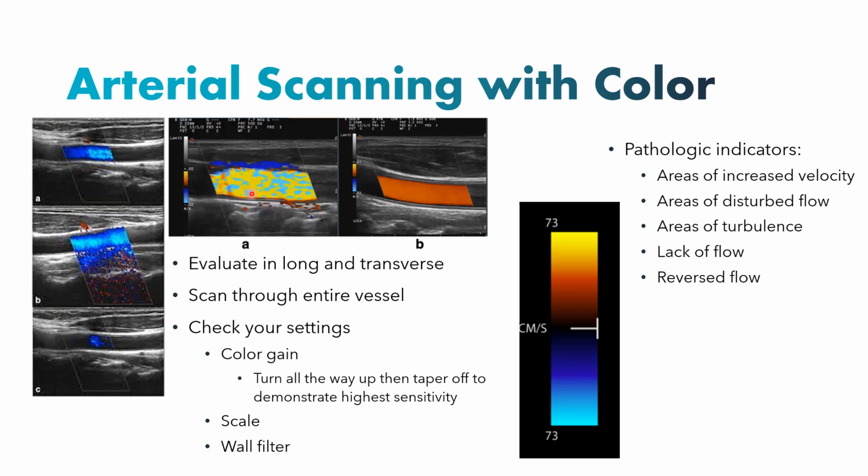They turn the color way up as high as they can, and then you start to taper off, turning that color down, down, down, until you feel like you've gotten rid of all the artifact, which is in B. So that's how you are able to demonstrate the most sensitive color there is.